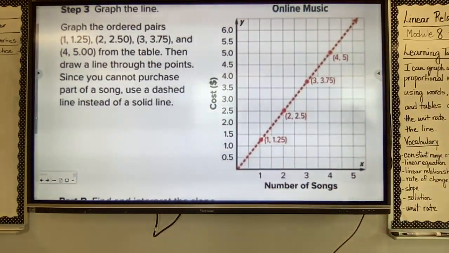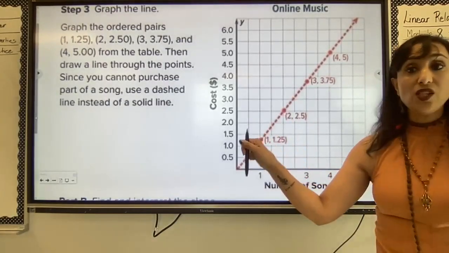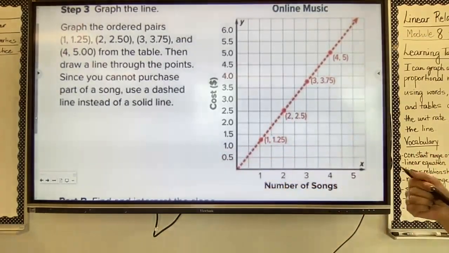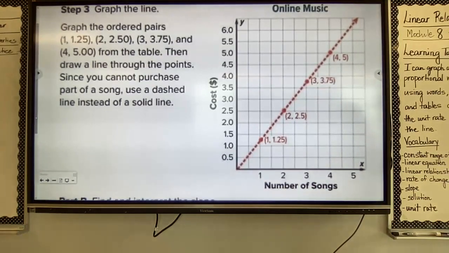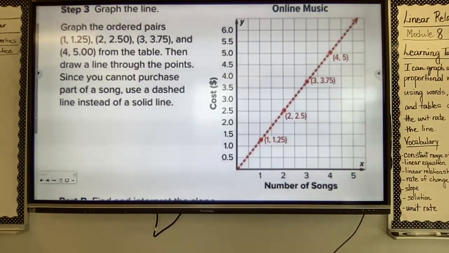So part B, we're going to find and interpret the slope. What is the unit rate? It is $1.25 for one song, and that is what my unit rate is. And so what is the constant rate of change? As you can see, it is going up by how much? It is $1.25 per song is the constant rate of change.